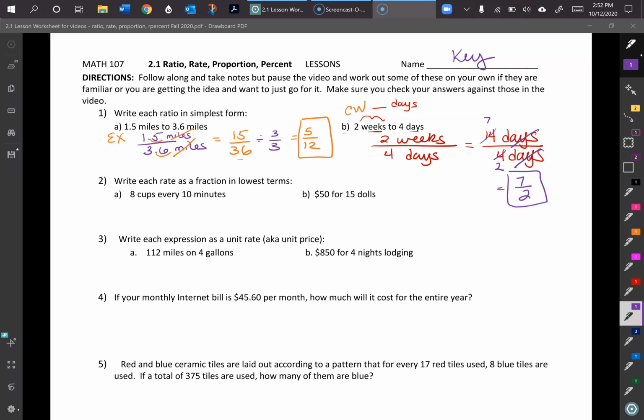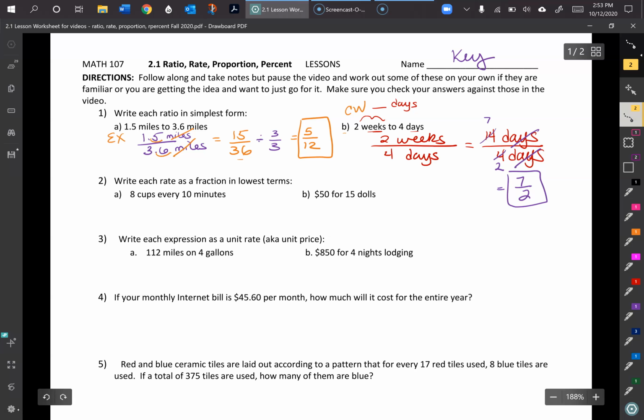And again, with the ratios, you don't want to have the units still in there. That wouldn't be fully simplified because we're filtering that out. We have the same units, or we convert to have the same units. Now with rates, as I'm looking at number 2, we're going to write it as a fraction in lowest terms. We do need to keep the units because they're different from one another, and they can't be merged together or converted or anything like that.